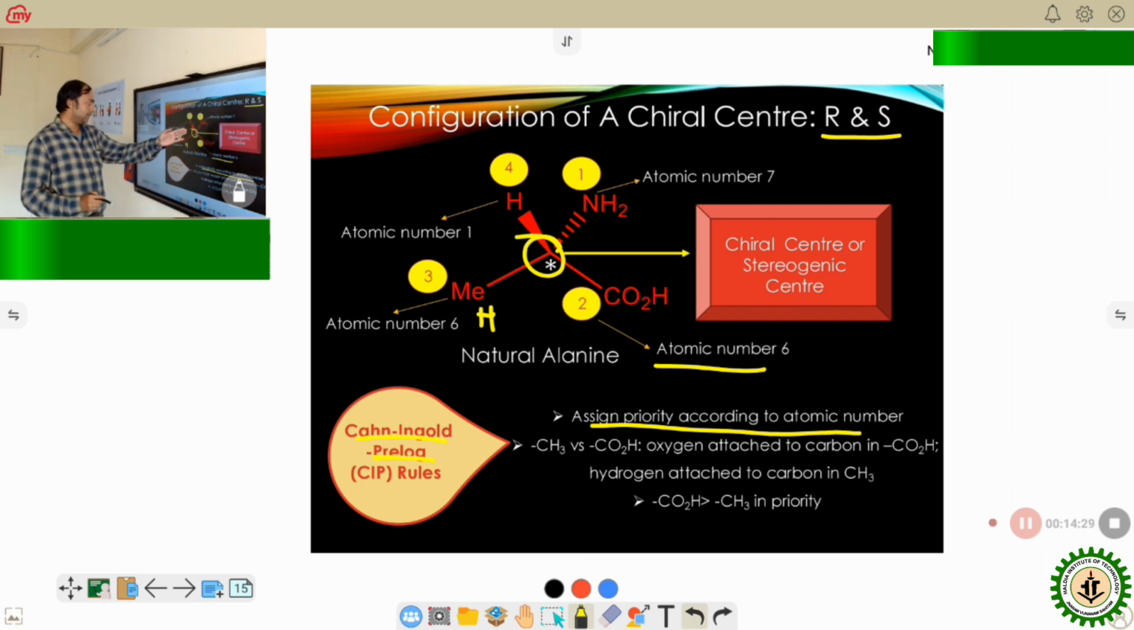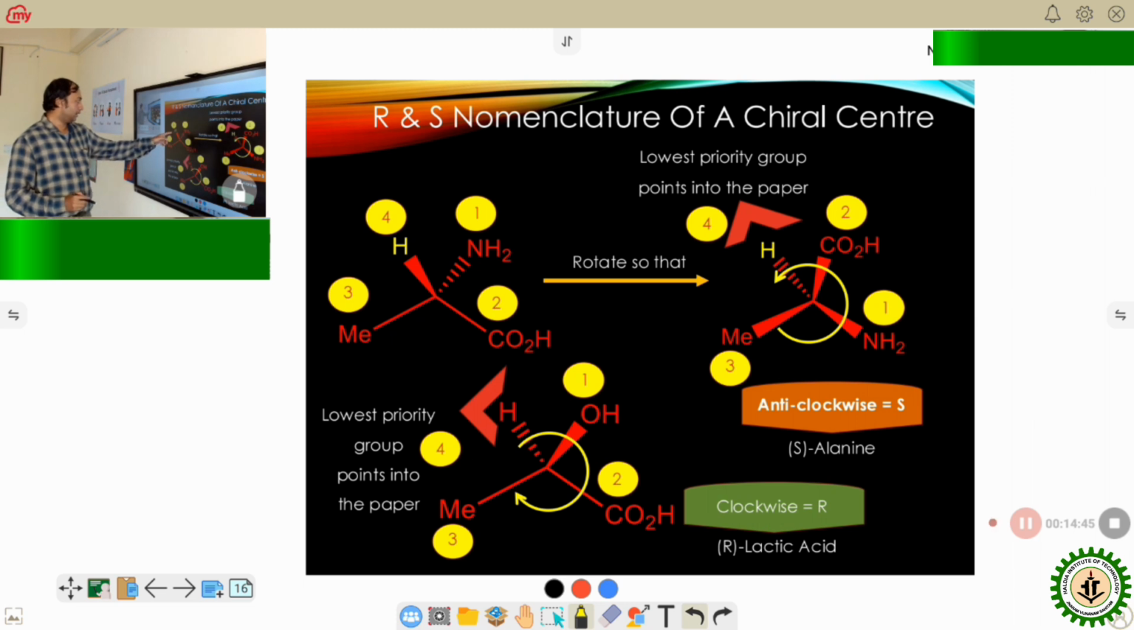So now I can designate the 4 different groups according to the CIP rules and assign them their priority. So 1 is amino, then CO2H, then methyl 3, and then hydrogen 4. The next thing is that I have to put the lowest priority group, the hydrogen, behind the plane. Now we see in this structure it is above the plane, so I rotate and put the hydrogen behind the plane. I see now the arrangement is like this. I rotated the molecule, and if I rotate around a single bond, it's the same molecule. So it is hydrogen behind the plane.